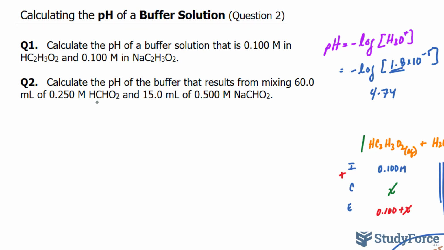So originally, the solution containing this chemical had a concentration of 0.250 molar. Of course, after combining it with another solution, that concentration will change. The first thing that I'll do is add up the 60 and the 15. So 60.0 plus 15.0 milliliters gives us 75.0 milliliters. So I need to find the brand new concentration for HCHO2.